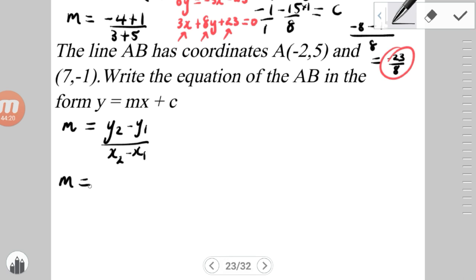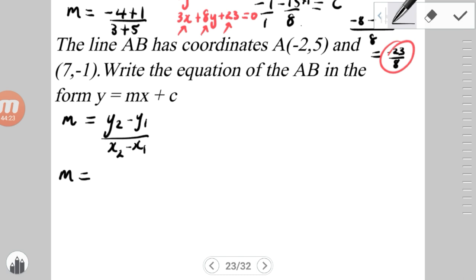So m, naturally, before we plug in, let's label our points. So that's x1, y1, and that's x2, y2. So y2 here works out to be negative 1. Take away y1 here works out to be 5. Over x2 here works out to be 7. Take away x1 here is negative 2. So that's 7 take away negative 2. So that's negative 6 divided by 9. Negative times negative is positive, 7 plus 2 is 9. Negative 1 minus 5, add and keep the common sign.